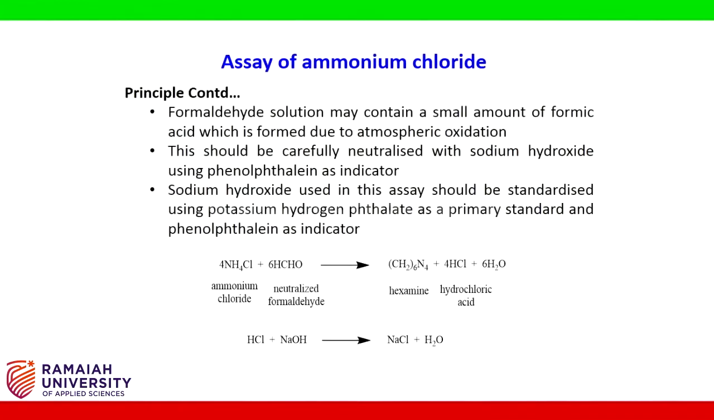Formaldehyde solution may contain a small amount of formic acid, which is formed due to atmospheric oxidation. This should be carefully neutralized with sodium hydroxide using phenolphthalein as indicator. Sodium hydroxide used as titrant in this assay should be standardized as it is a secondary standard, using potassium hydrogen phthalate as a primary standard and phenolphthalein as indicator.